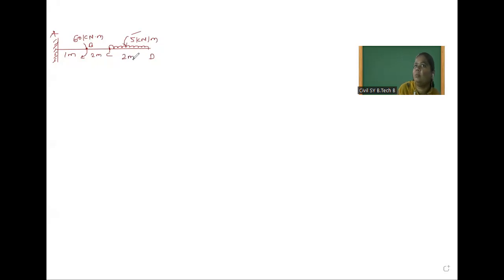Here one cantilever beam is given, one end is fixed and the fixed end is A. After that, at point B, one moment couple is applied and the intensity of the moment couple is 60 kilonewton meter. After that, a uniformly distributed load is applied between C to D and the intensity of the UDL is 5 kilonewton per meter. So we have to draw the shear force and bending moment diagram for this beam.